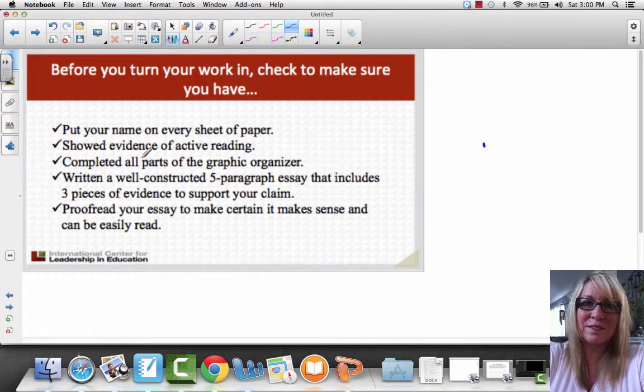Okay, put your name on every sheet of paper when you're done. Make sure that you have showed evidence of active reading. So that means that you've underlined things, you've circled things, you have annotations on your document. You've completed all parts of the graphic organizer, written a well-constructed 5-paragraph essay that includes 3 pieces of evidence to support your claim, and that you've proofread your essay to make certain it makes sense and can be easily read.